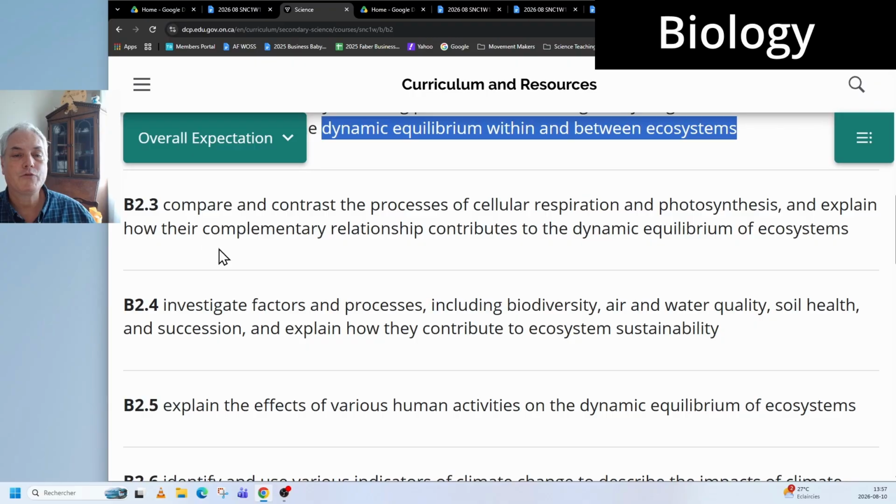B2.3, compare and contrast the processes of cellular respiration and photosynthesis and explain how their complementary relationships contribute to the dynamic equilibrium of ecosystems. So for this one here, my plan is to talk about both concepts, cellular respiration and photosynthesis, and I'm going to most likely start with this unit in September. So that means that I hope to go outside. I always have different activities for lab skills.